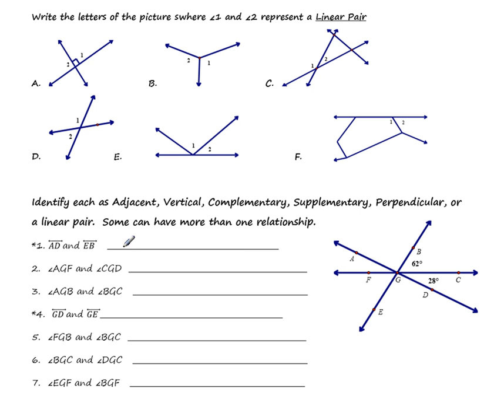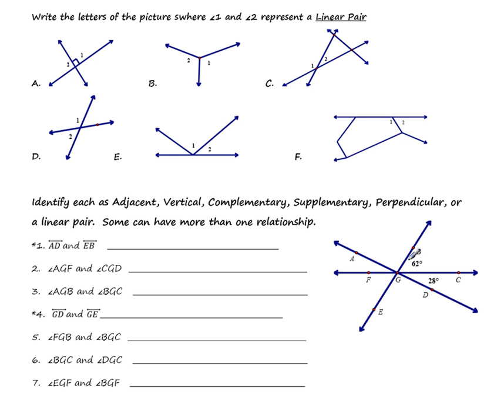So this is angle measures and their relationships. We have to identify each as adjacent, vertical, complementary, supplementary, perpendicular, or a linear pair. Some can have more than one relationship. For number one, we're talking about two lines, line AD and line EB.